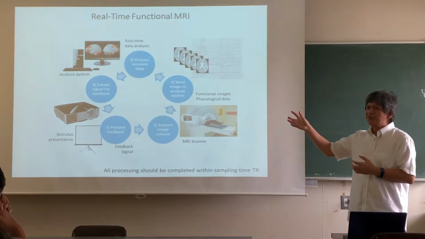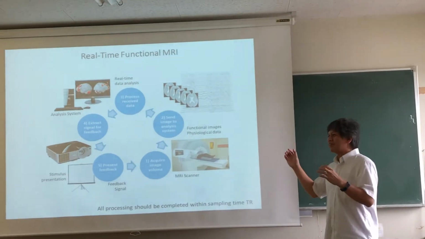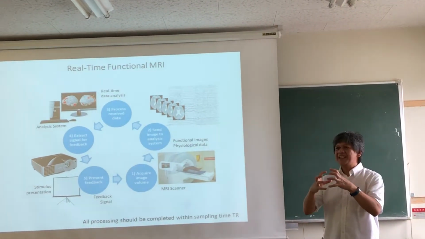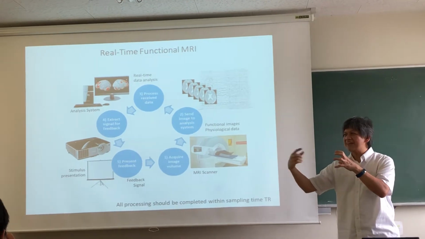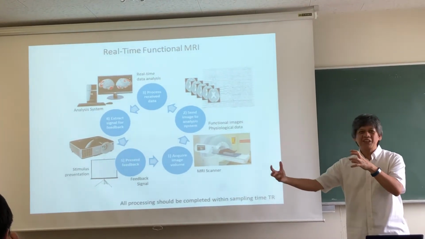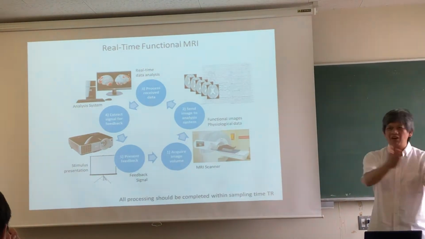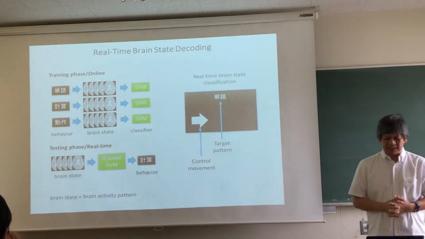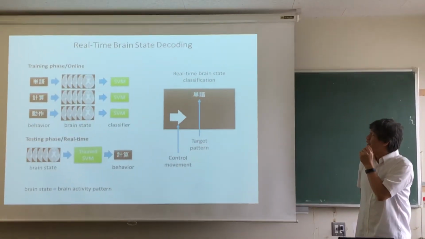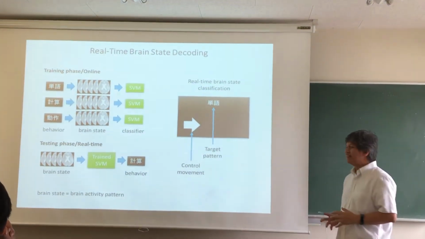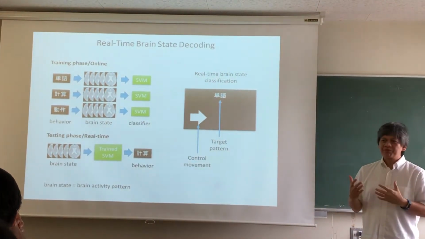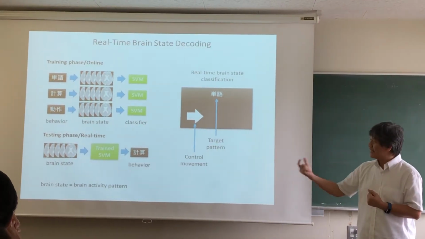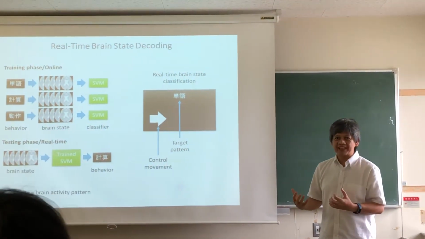Okay. So now, one application which is relevant to what we're doing is, once you get an image, you can have a support vector machine classify that image immediately so that you can know whether that image belongs to this class or the other. Okay? And that is what we are trying to do here. So this is now the real-time brain state decoding. It has two phases. The first phase is the training phase, which you can do online. And the second phase is the testing phase or the real-time scan.